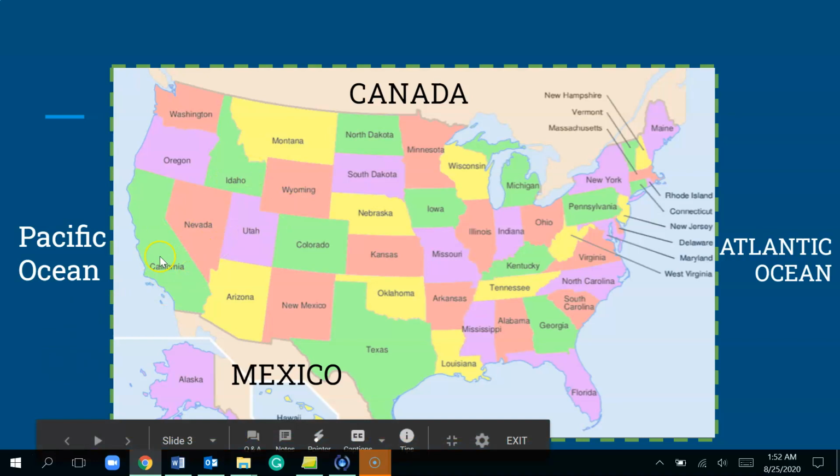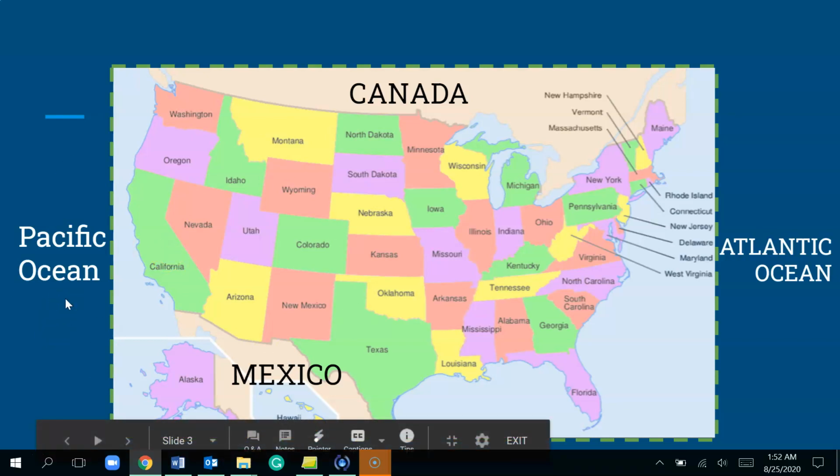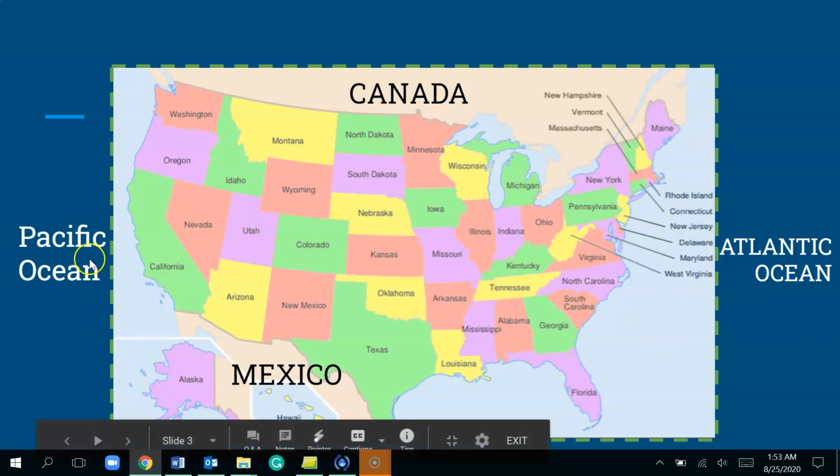So we live in California. California is on the west coast. So you will need to know which ocean is on the west coast of the United States. All you need to remember is which ocean is closest to you, that being the Pacific Ocean. Similarly, you will need to know that the Atlantic Ocean is on the east coast of the United States. So Pacific is the one closest to us because we live on the west coast. Atlantic Ocean is on the opposite end, on the east coast of the United States.